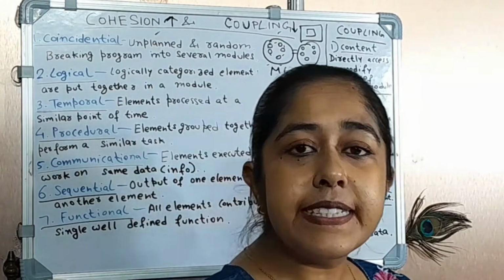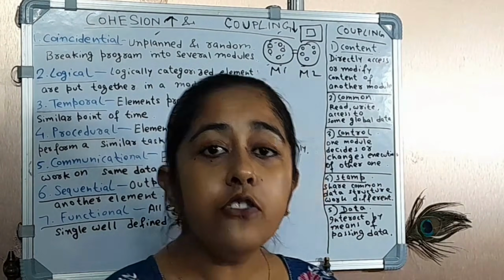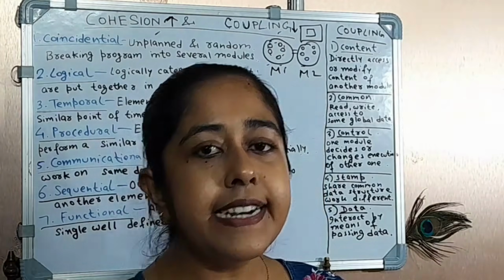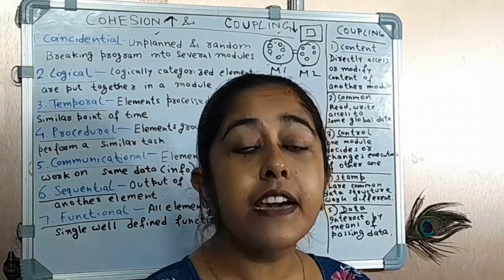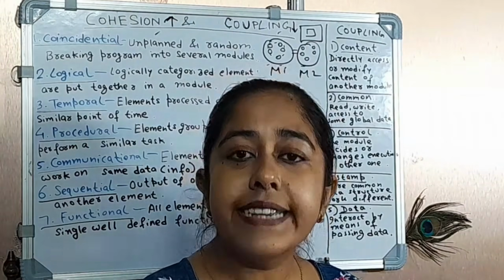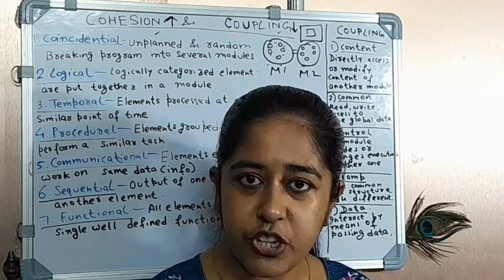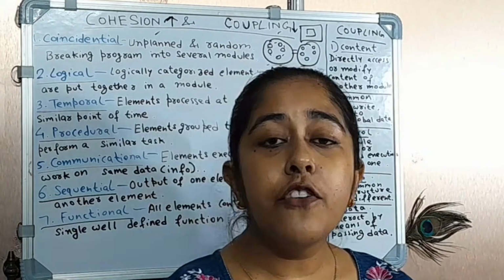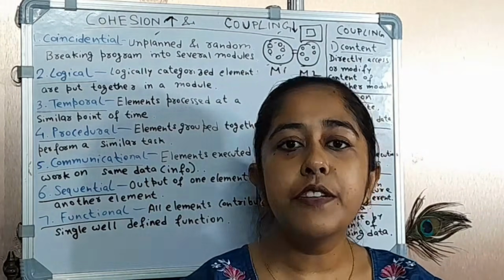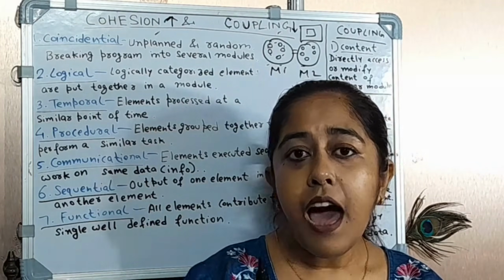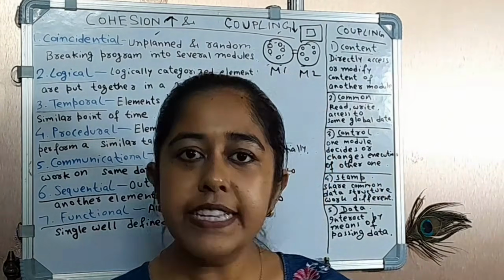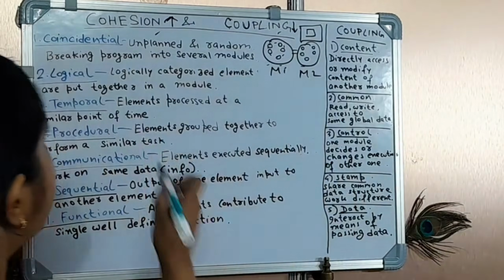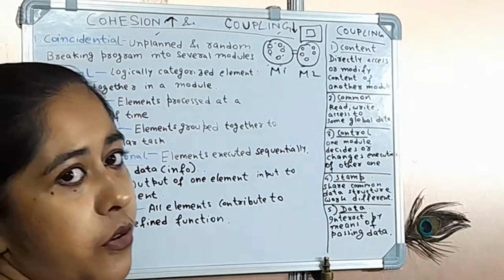Now, when we are discussing cohesion, that is how the elements in a particular module are interdependent on each other, how they are communicating with each other. For that, we have 7 kinds of cohesion, by which we can see how the different elements are interlinked with each other in a particular module. So let's first start with coincidental cohesion.